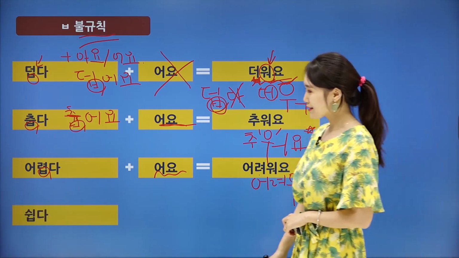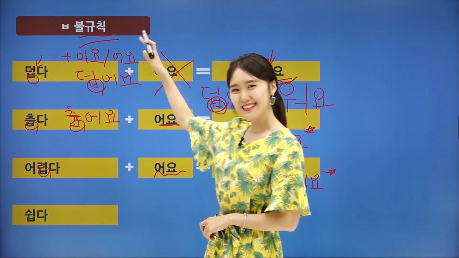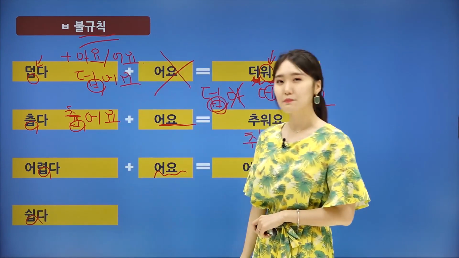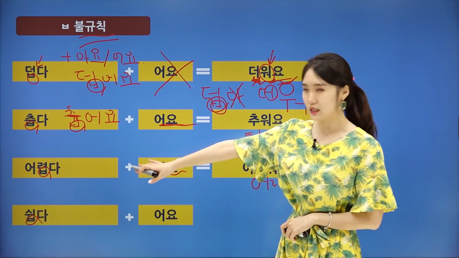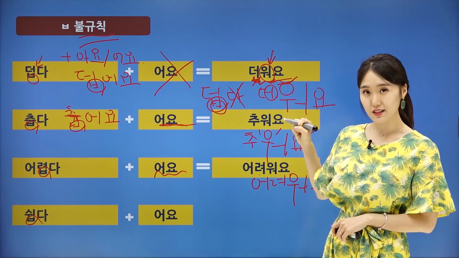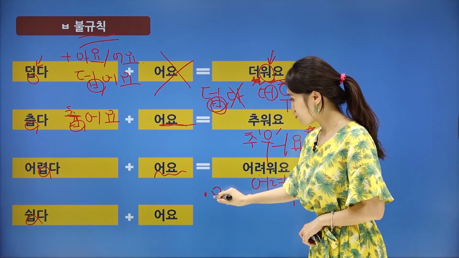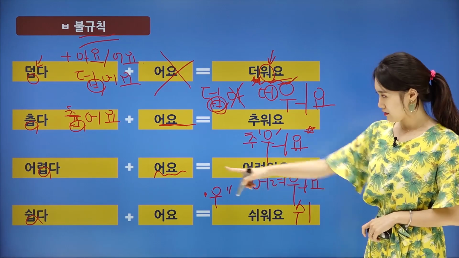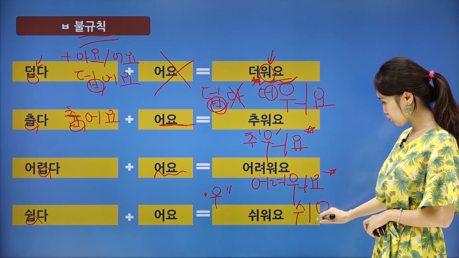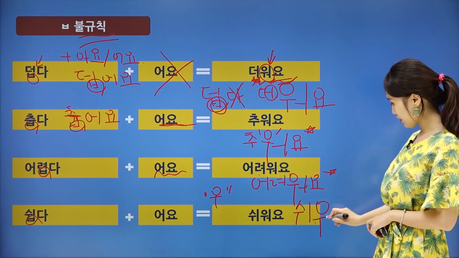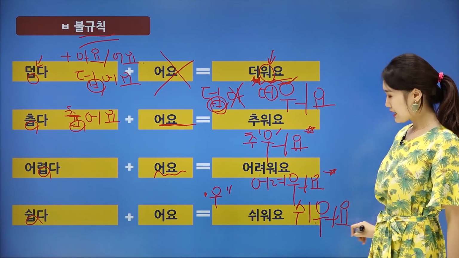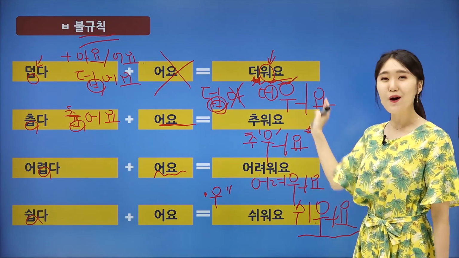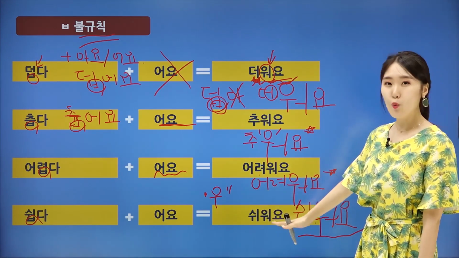어려워요. Last one, 쉽다. Everyone, it's easy. 쉽다. 쉽다 again ends with 브. So you take this 브 off and what do you insert? You put 우 in. 우. Take this 브 off and insert 우 in and you put 어요. Then it ends with 쉬워요. 쉬워요. Everyone, this one 쉬워요. It's not hard.